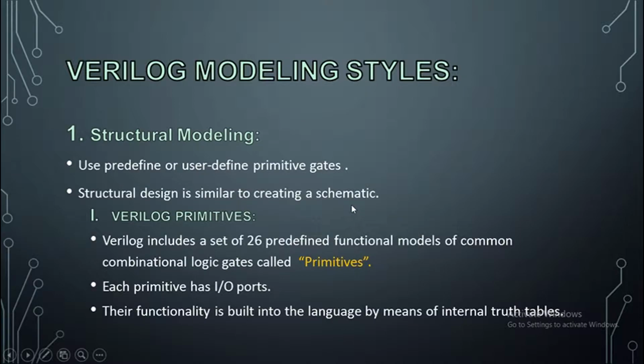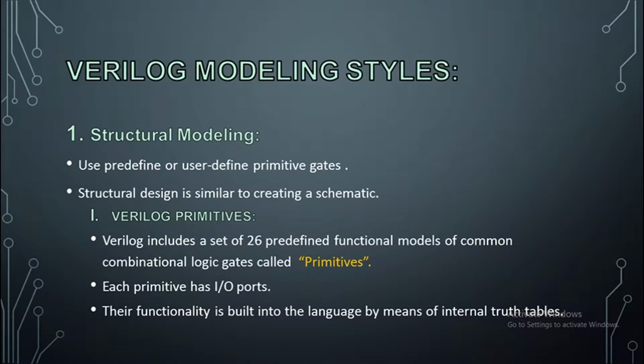Like if you have an AND gate, OR gate, NOR gate, and you are going to connect them together, then basically you are going to form a schematic. In a structural design, it is very similar to forming a schematic when you connect these logic gates together. So what are Verilog primitives? Well, Verilog includes a set of 26 predefined functional models of common combinational logic gates, which are called primitives. So if you have an OR gate, NAND gate, AND gate, and so on, then you just need to use their keywords, and you don't have to write combinational logic circuits and Boolean equations. You just need to use their keywords and you're ready to go.